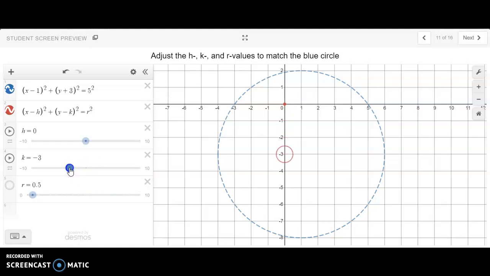All right, so I move my k value down. I'm not sure exactly how far, but I think that looks about right. My h value moves me to the right just a little bit, and then my r value makes it bigger. And eventually it matches right here. Now the equation's already on here. I did that on purpose because I want you to see the h value is 1, and yet the equation says x minus 1. The k value is -3, and yet it says y plus 3. It's the opposite.